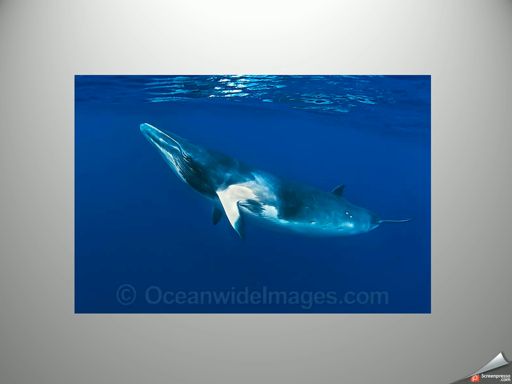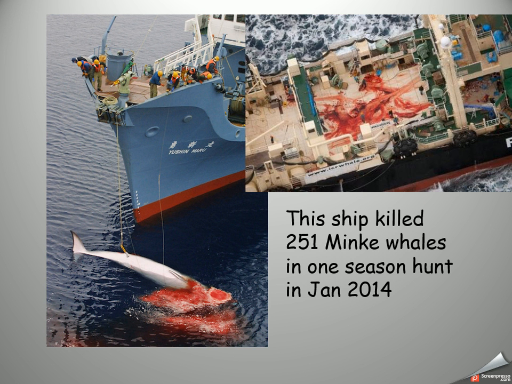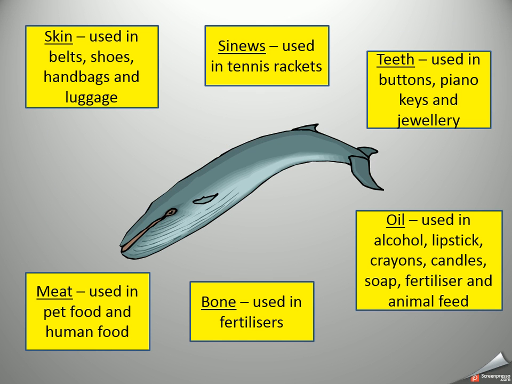This is a whale, this is a whale, this is a dead whale. This Japanese hunting vessel killed 251 minke whales in one season hunt, and you may remember in class when we watched those videos, you realised how intelligent whales actually are. And these are the kind of random things that the whale can be used for. So the skin in belts and shoes. I'm not sure I'd want a belt made of whale skin, but some people are weird like that, I suppose.